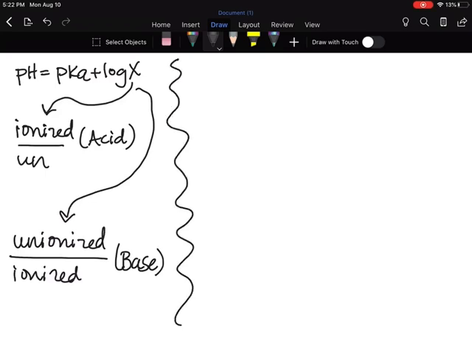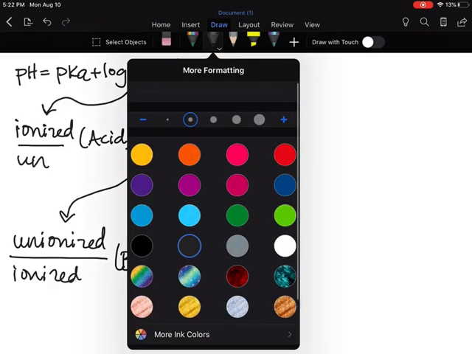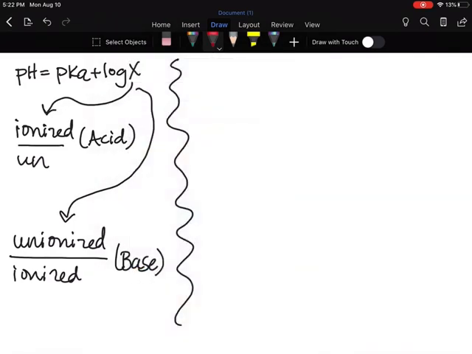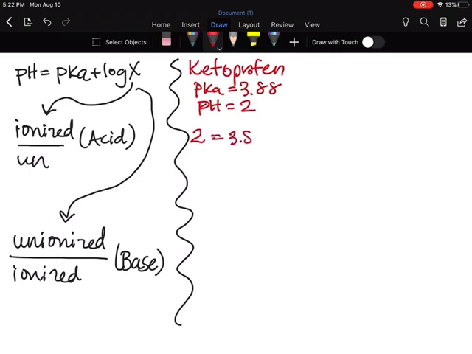So let's do a couple of drug examples. First, an acidic one. So if you look up the structure of ketoprofen, you'll find a carboxylic acid functional group, and the pKa of that functional group is 3.88. Now, if you're wondering, say, what is our ionization status in the stomach, so a pH of 2, we would just put all this into our equation and start solving for X.